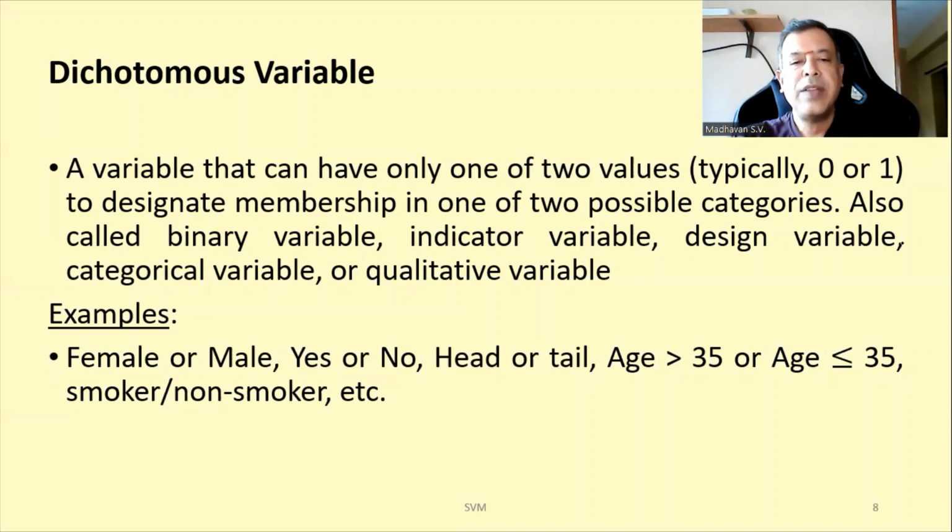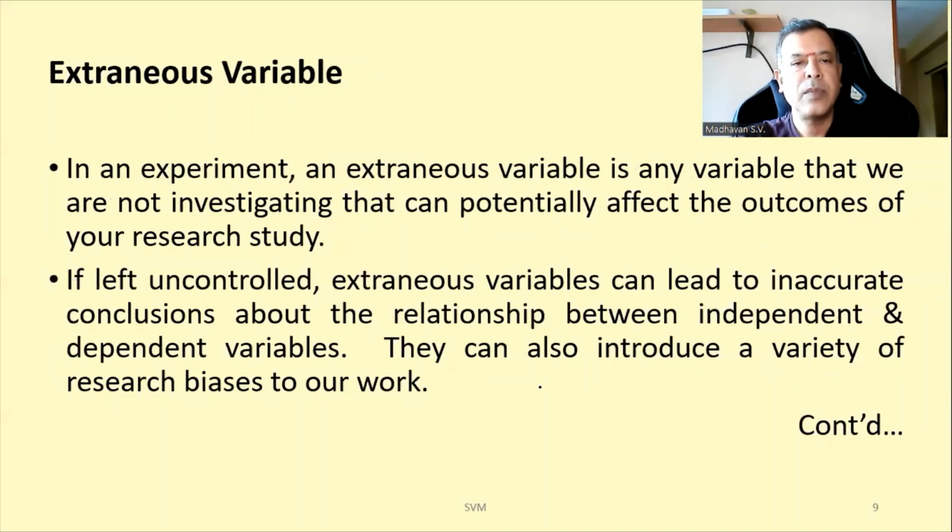Indicator variable, design variable, categorical variable, or qualitative variable: all these are other names for dichotomous variables. For example, female or male, yes or no, head or tail, age above 35 or age less than or equal to 35, smoker, non-smoker, etc.